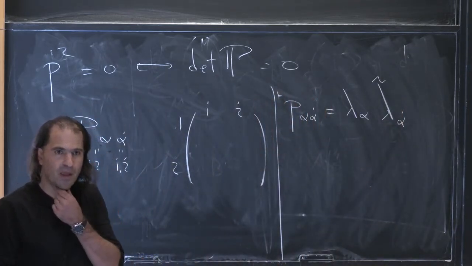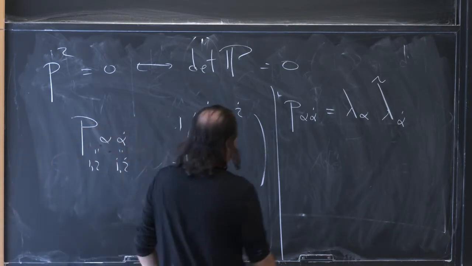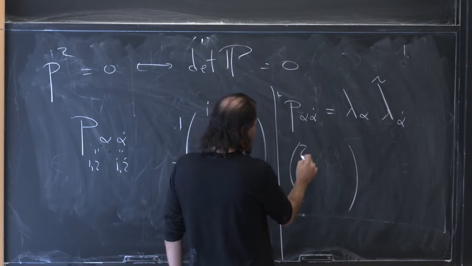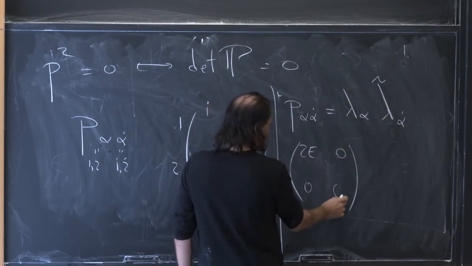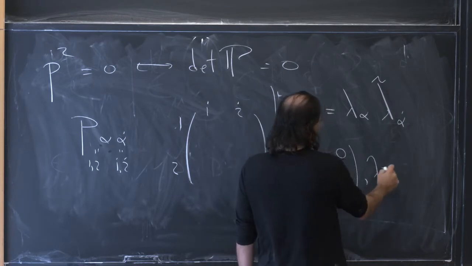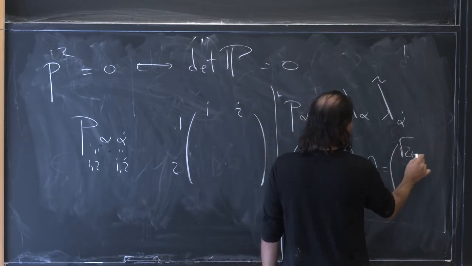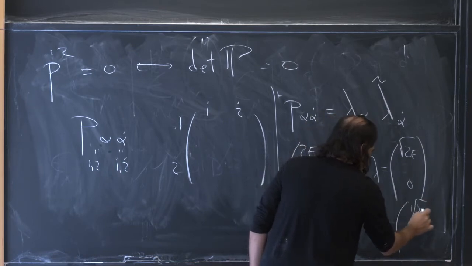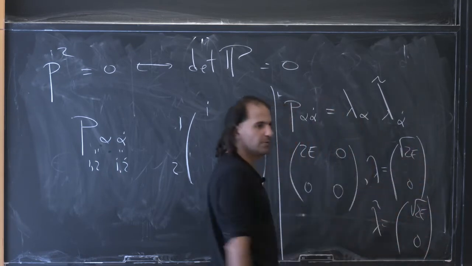Very concretely, let's say I had a particle moving in the z direction, then the p matrix would be 2e 0 0 0. And so what are lambda and lambda tilde? Just most dumbly, lambda would be root 2e 0, literally that vector, and lambda tilde would be root 2e 0.